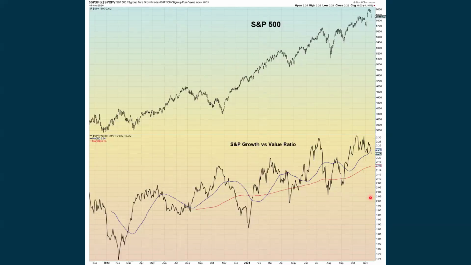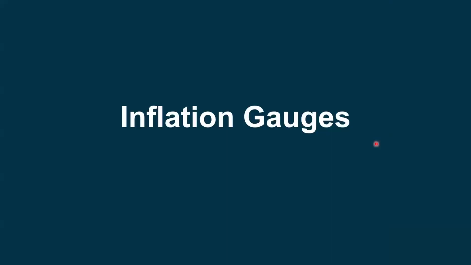The one that I follow the most is S&P growth to value. It's still in an uptrend, even though it has seen some recent weakness here, but it's been holding up. Now, if this continues to fall, that's going to naturally turn things more negative. If we can turn and go back up, that will be more positive for the S&P.